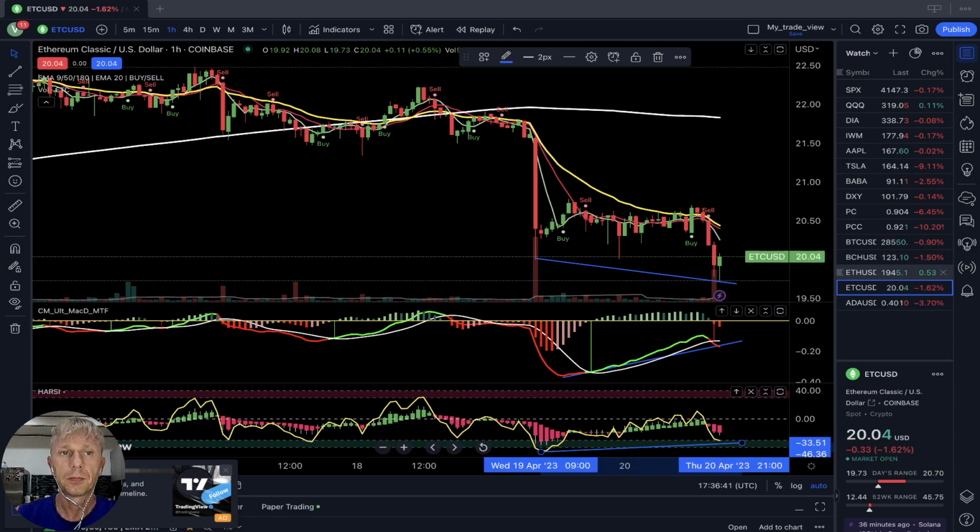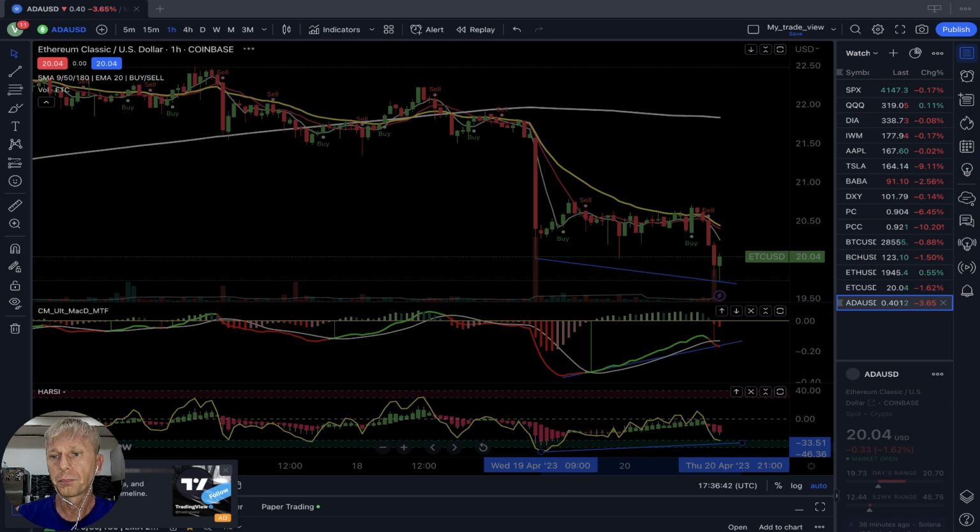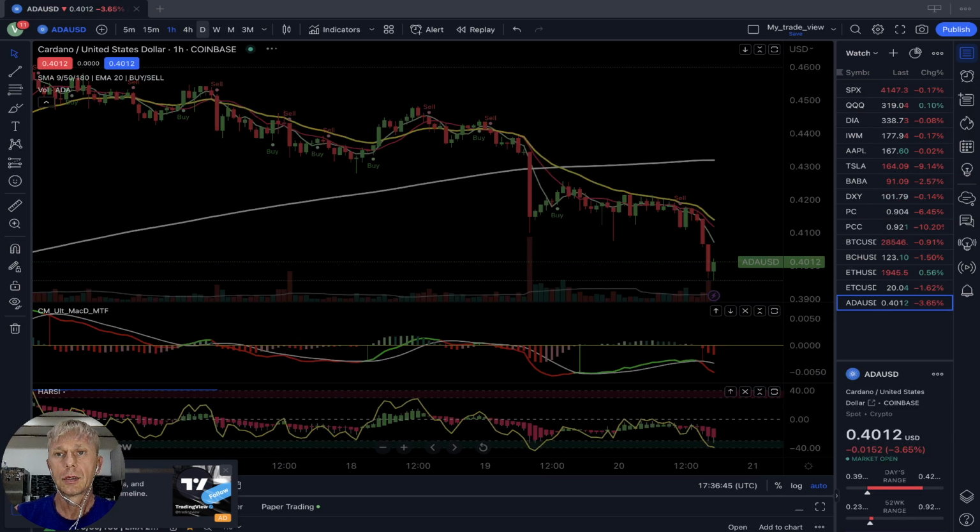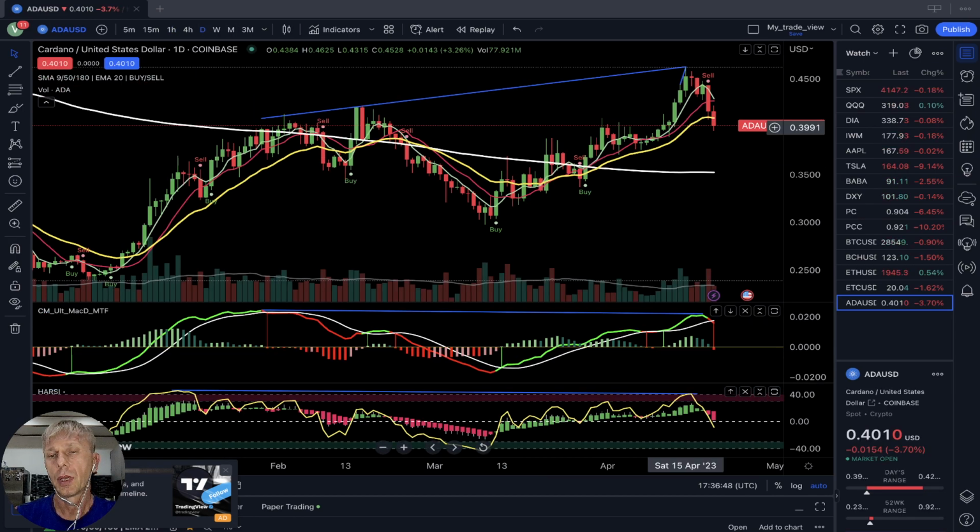ADA Cardano minus 3.5%. Sell signal in the script daily time frame. MA5 did bearish crossover over 10, bearish trend. MACD red, bearish crossover. Heikin-Ashi red bars, RSI did bearish crossover. Bearish trend on all indicators. Sell signal on the script. Bearish trend on daily time frame.